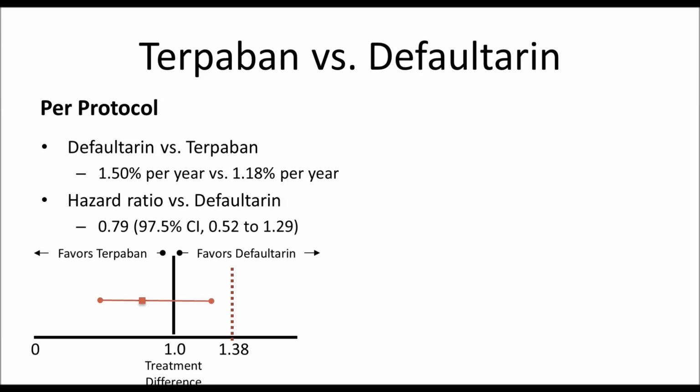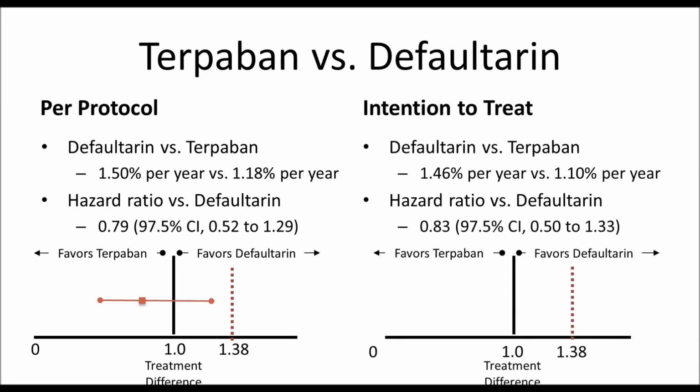If the confidence interval lies to the left of the margin, terpiban would be considered to be non-inferior. When reviewing the intention to treat population, you see very similar results. Again, the confidence interval is to the left of the non-inferiority margin, showing that terpiban is non-inferior to defaltrin in preventing stroke and thrombosis.